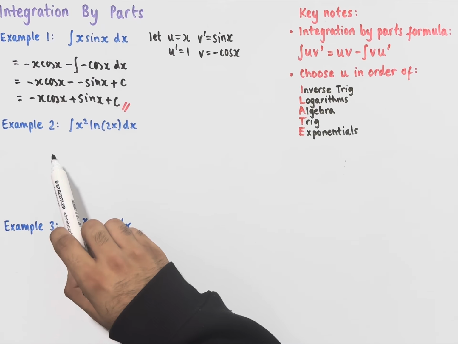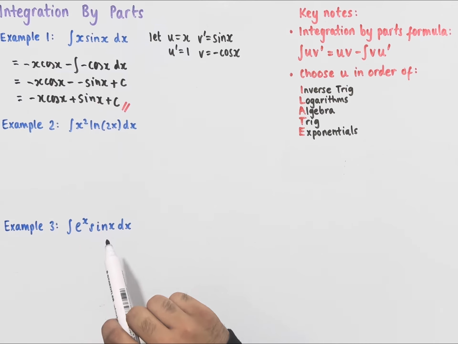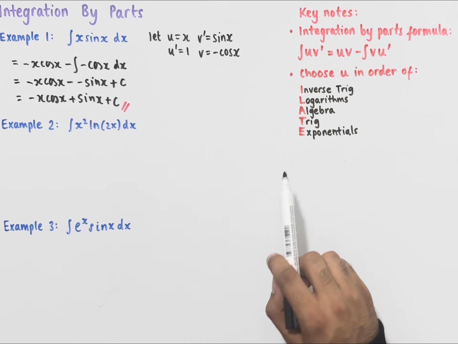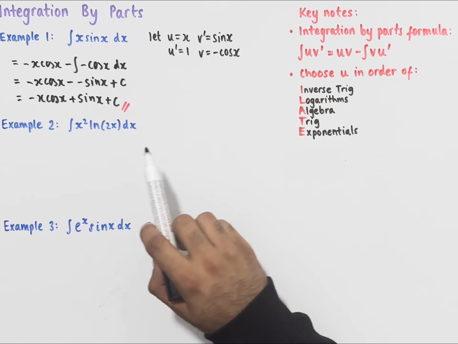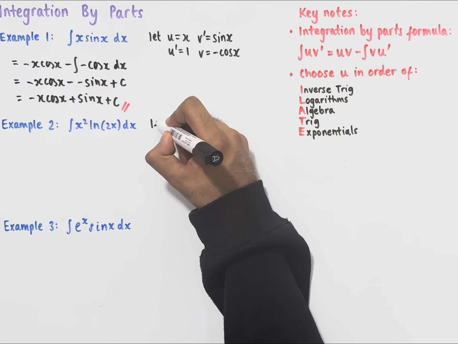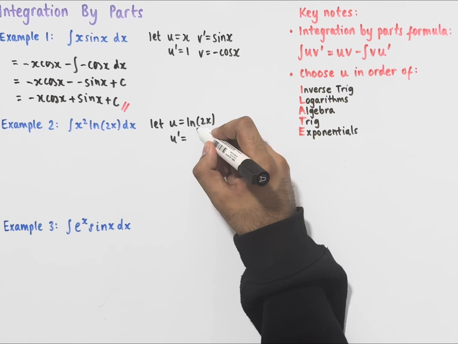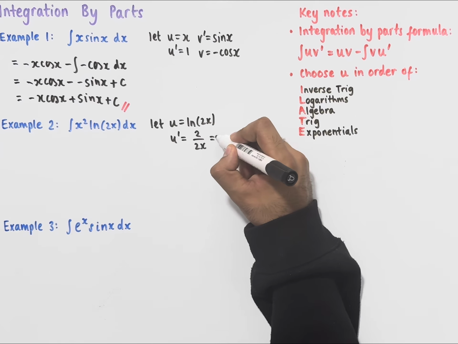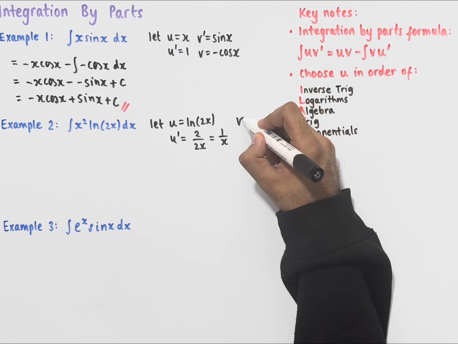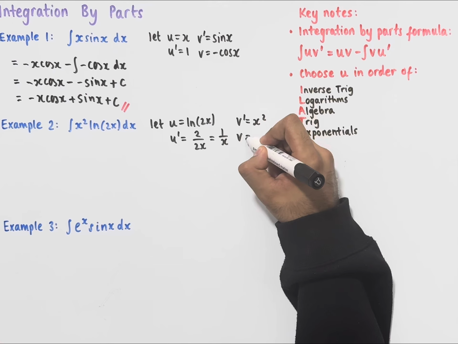Now the second example says integrate x squared ln 2x with respect to x. Again, we have a product, and so we can use integration by parts, and so choosing u in the order of ILATE, we have algebra and logarithms involved, therefore u must be the logarithm, which is ln 2x. So we'll let u equal ln 2x, then u' is going to be the derivative of ln 2x, which is equal to 2 over 2x, and this simplifies to 1 over x. Then v' is equal to x squared, and now we're going to integrate to work out what v is.